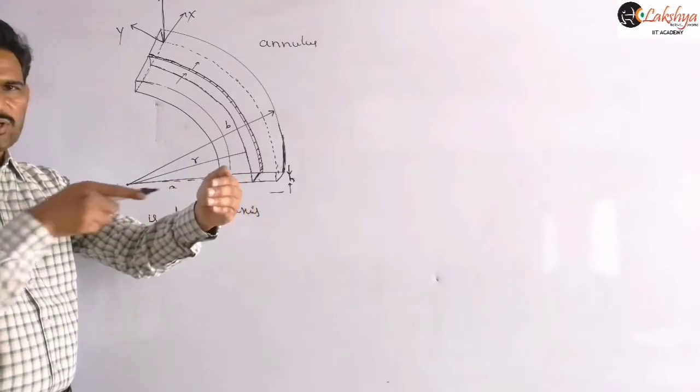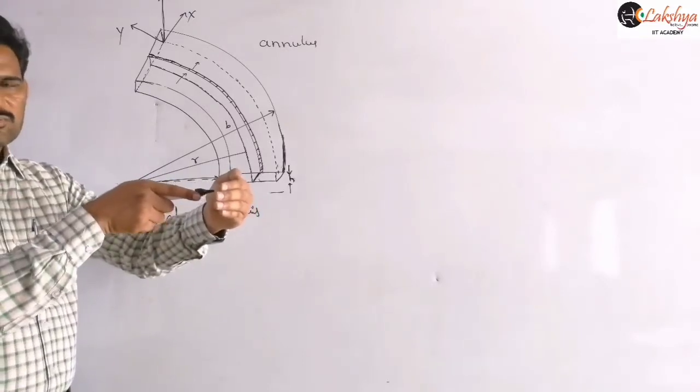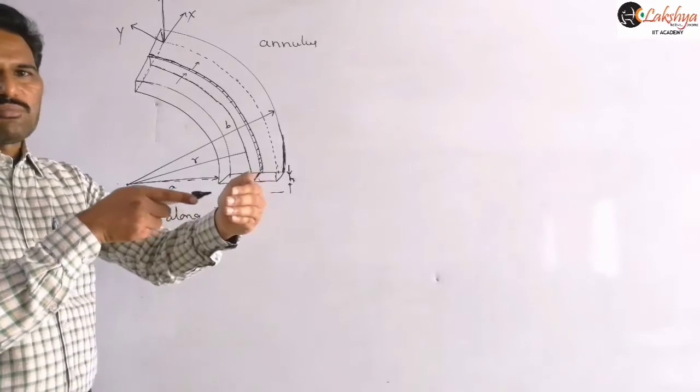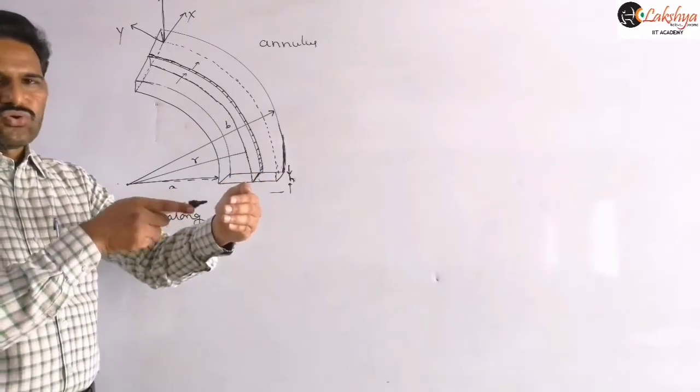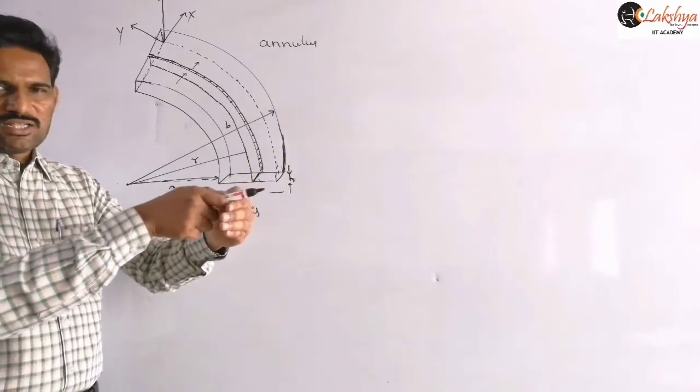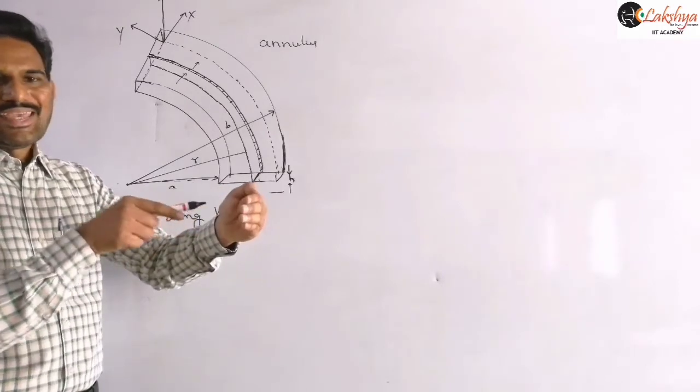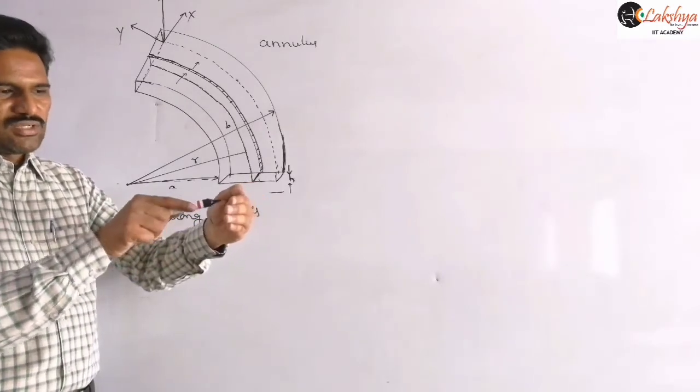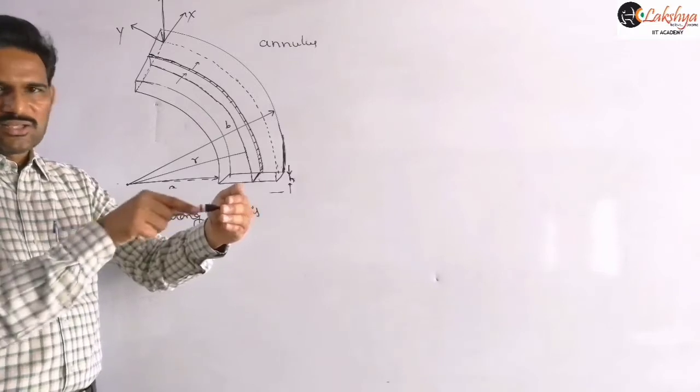So, current is flowing along this radial direction. Got it? Now, we need to apply this rho l by A formula for this. So, rho l means it is dr, current is flowing through a length of dr. Area means this area we need to write here. Current is entering through this area.